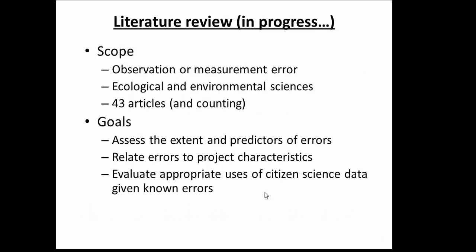So that brings me to the literature review that I have underway with some colleagues, including a few in this room, Rebecca Jordan, Susanna Lehrman, and some others. The scope of this review is to find papers about observational or measurement error from the ecological and environmental sciences, so field data. So far, we have 43 articles summarized in a giant table, and by the time this is done, we might have 100 articles.